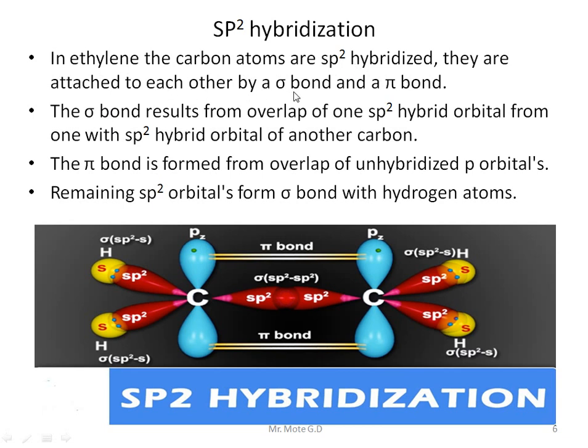They are attached to each other by sigma and pi bonds. The sigma bond results from the overlapping of an sp2 hybrid orbital of one carbon atom with an sp2 hybrid orbital of another carbon atom, and the pi bond is formed by overlapping of unhybridized p orbitals, and the remaining sp2 hybrid orbitals make bonds with the hydrogen atoms. So this is the ethylene structure.